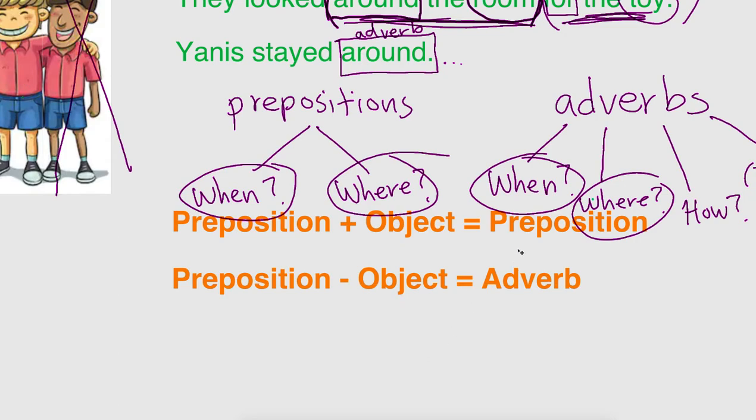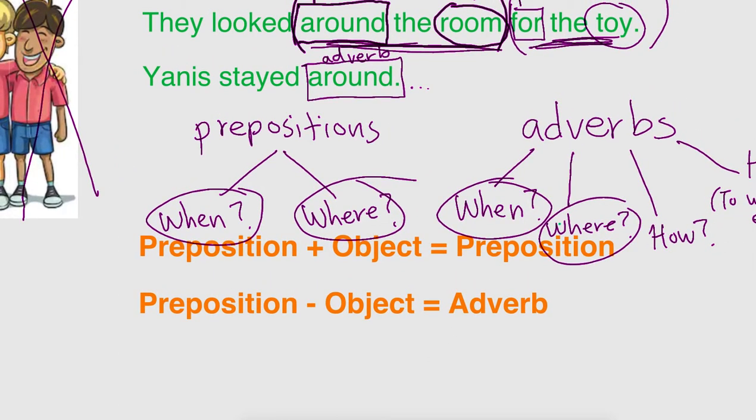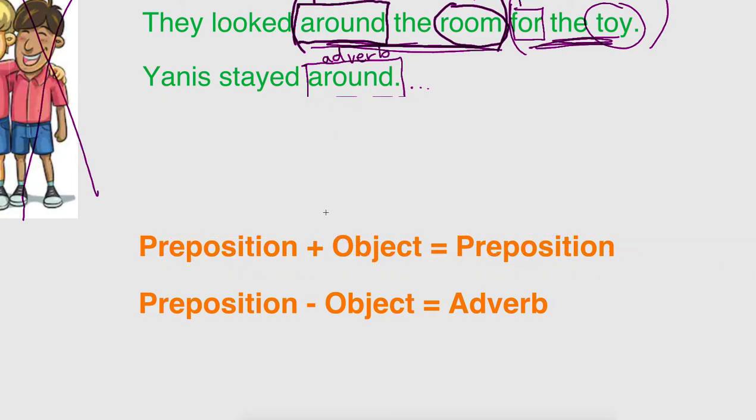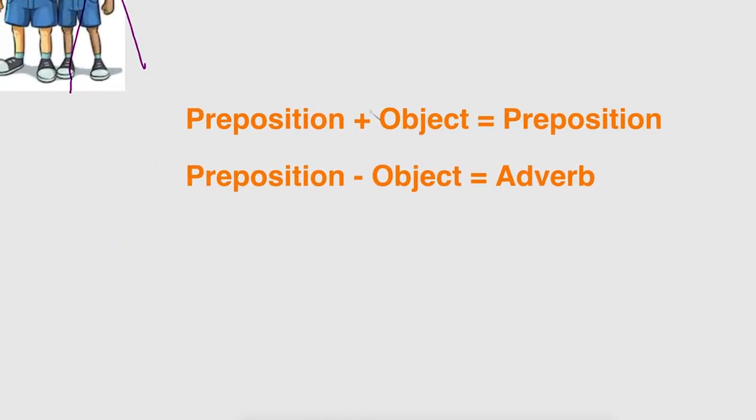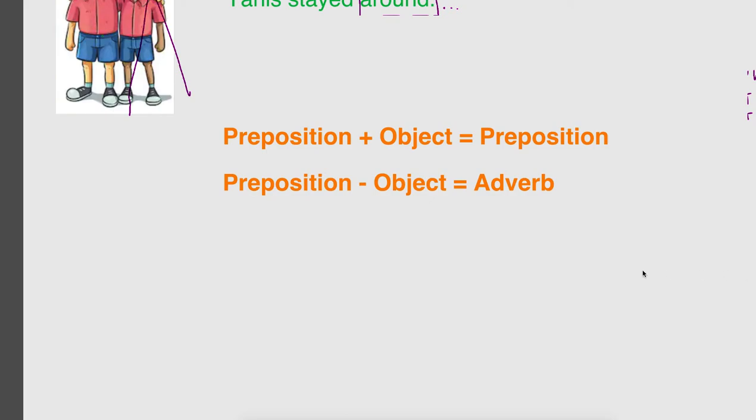So let's continue on. Here's a formula I thought up to help you figure out if a word is a preposition or an adverb. First, look for a word that could be a preposition. If there's an object following it, then it's a preposition. But if the word that you think might be a preposition doesn't have an object, like this one here, then it's an adverb. Here are some examples to put that into practice.